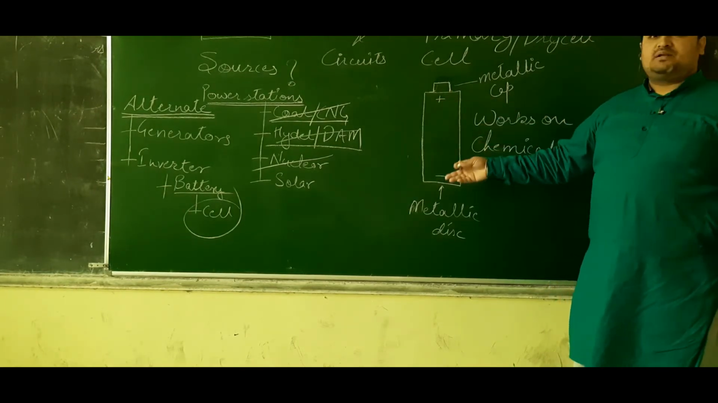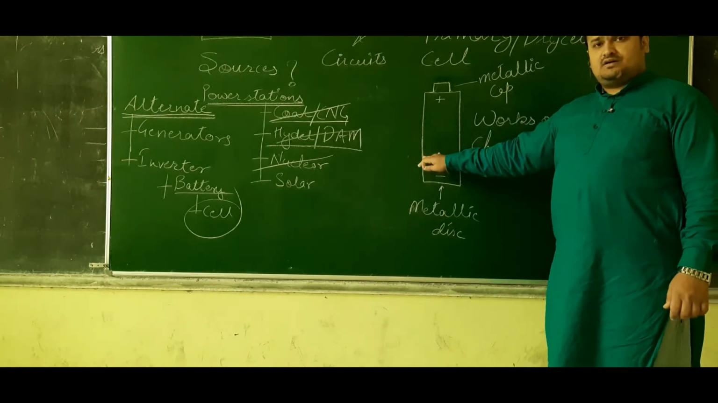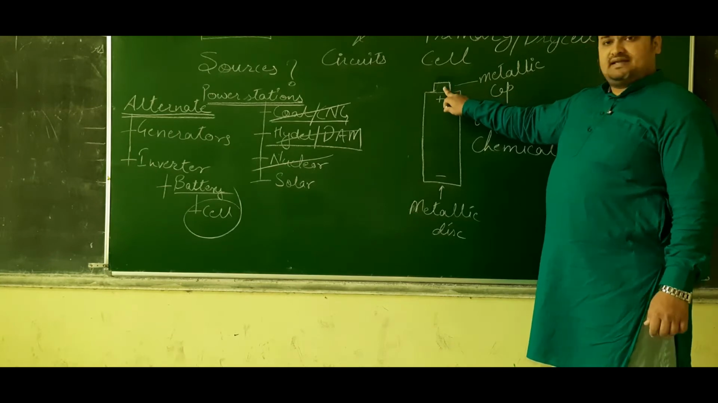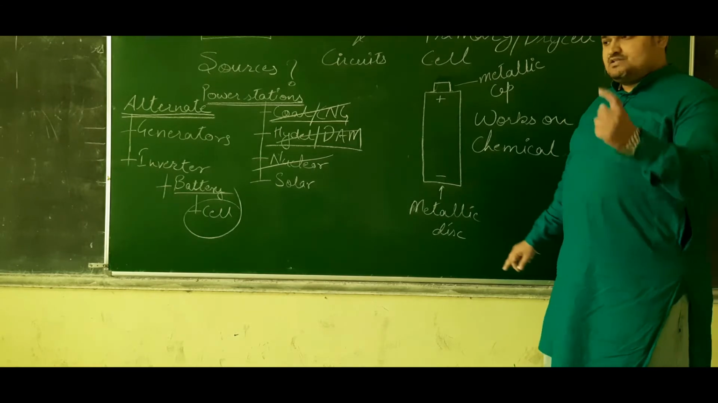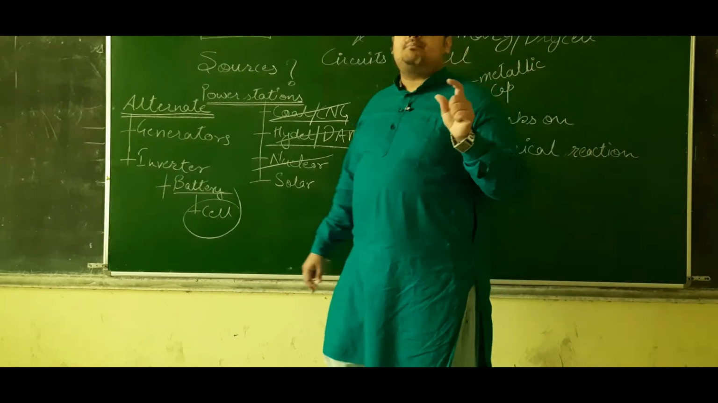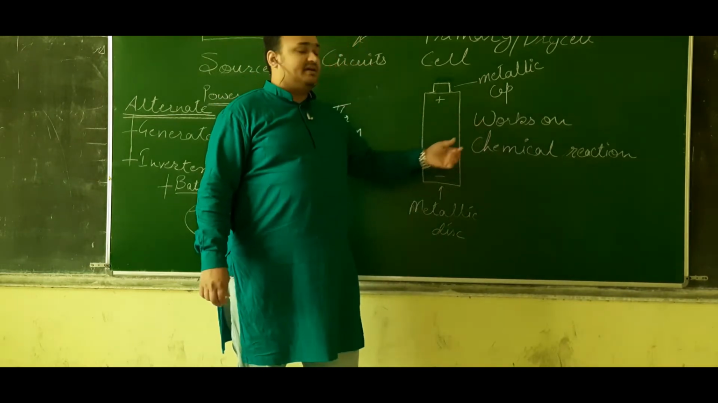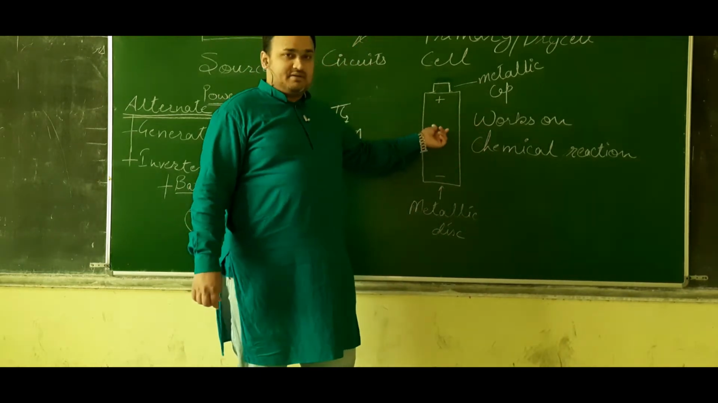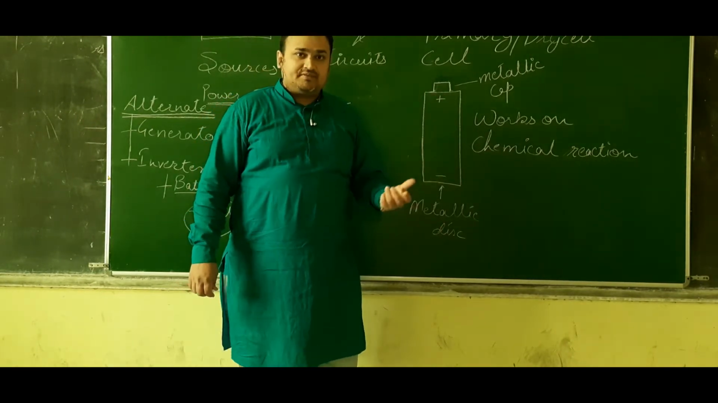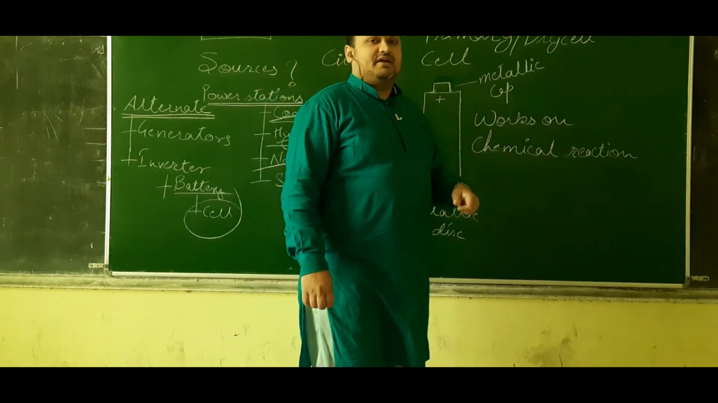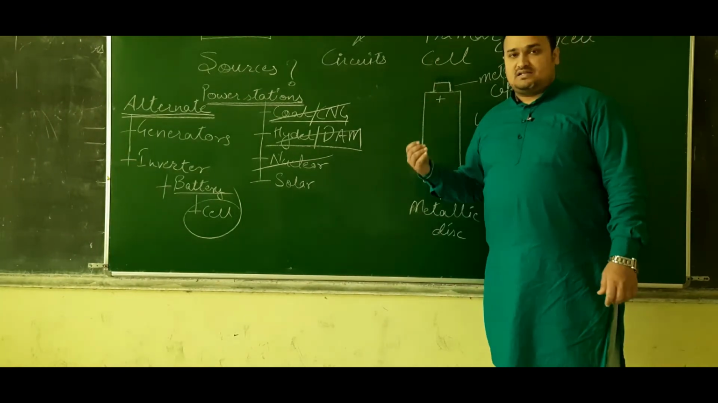These types of cells are available in multiple forms: AA, AAA, etc. You all have seen these cells. They have a metal cap and a metal disc-like bottom. The bottom makes sure that the connection always stays proper. These cells work on a chemical reaction. Once the chemical is used up, it loses its power, and we have to replace these cells. So this is how things work in cells.